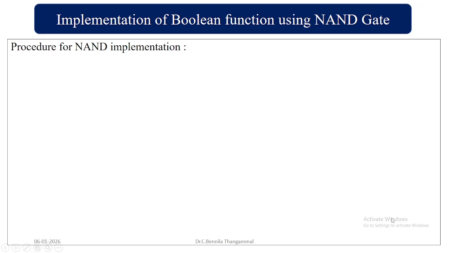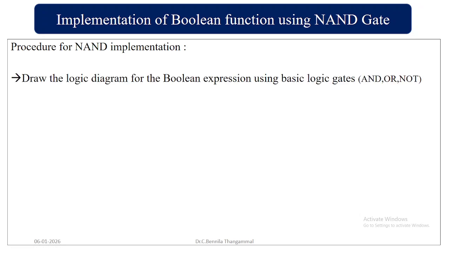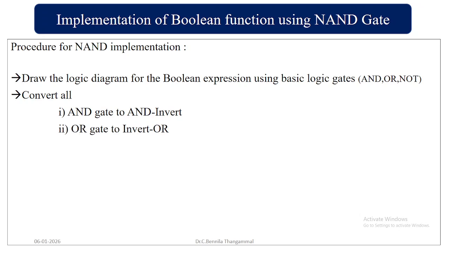Now let's see the procedure for NAND implementation. First, we have to draw the logic diagram for the Boolean expression using the basic logic gates. Then convert all AND gates to AND invert, and then convert OR gates to invert OR. So to convert into a NAND gate, suppose this is going to be your AND gate. If I just introduce a bubble here, then automatically my AND will be converted into a NAND gate. That's why it's called AND invert. Right? Similarly, OR gate, so invert OR.